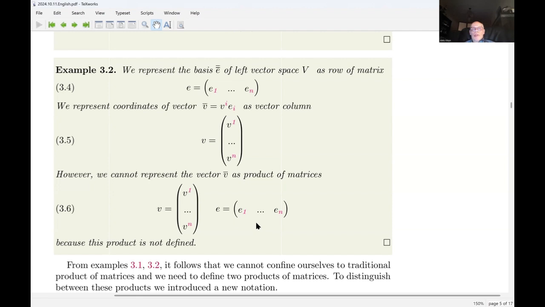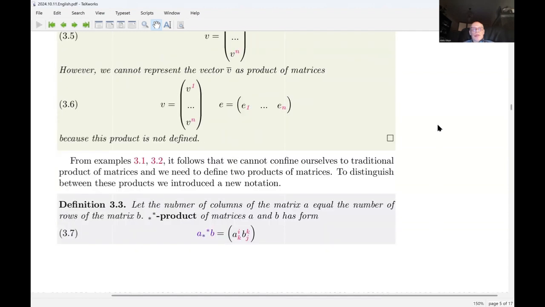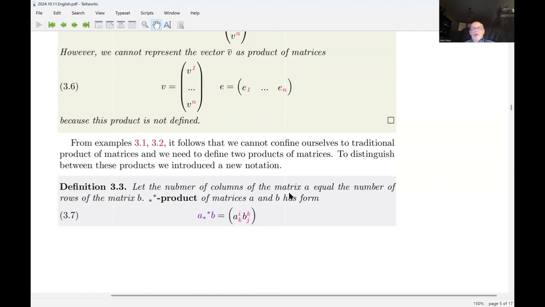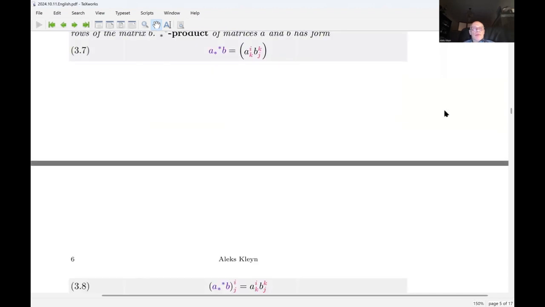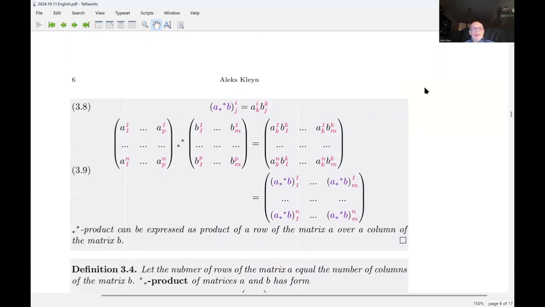two products of matrices. To distinguish between these products, we introduce a new notation. Let the number of columns of matrix A equal the number of rows of matrix B. The row-column product, or RC product, of matrices A and B has form 3.7 and can be expressed as a product of rows of matrix A and columns of matrix B. As we see, the row-column product of matrices corresponds to the traditional product of matrices.